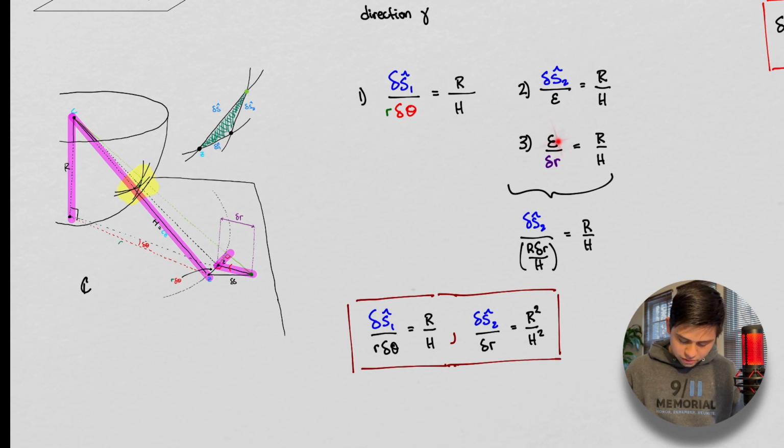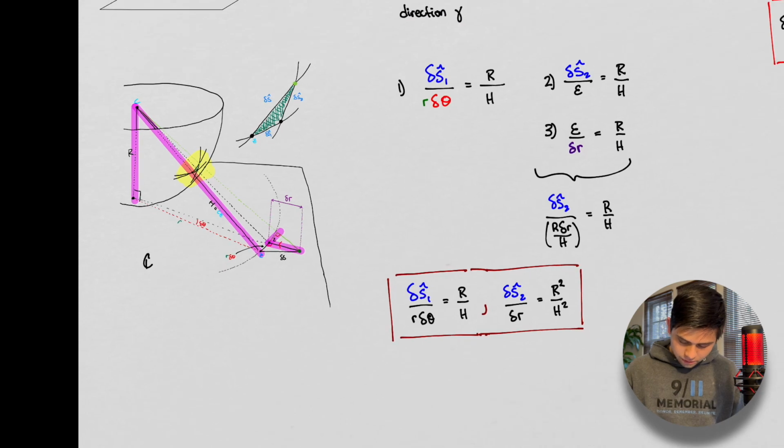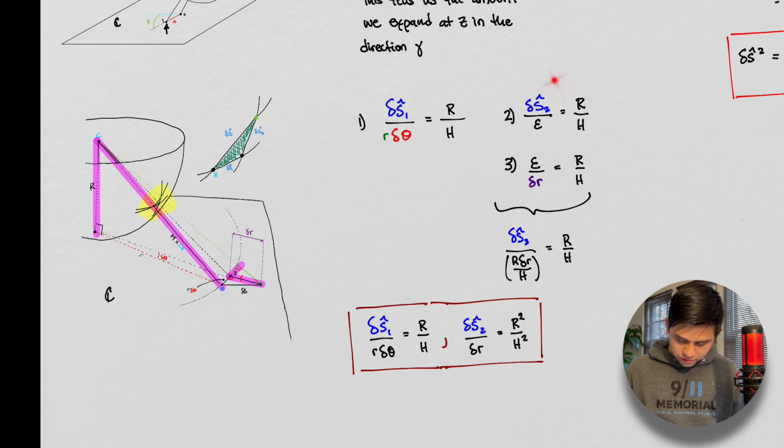Epsilon delta R, so here's epsilon delta R, is equal to R over H. So we have our first premise, our second premise, and our third premise. You might think, okay, how is the second premise any different from the third one? Well, the second one has delta S2 in it. So delta S2 is on the sphere itself. Epsilon and delta R are not on the sphere itself.